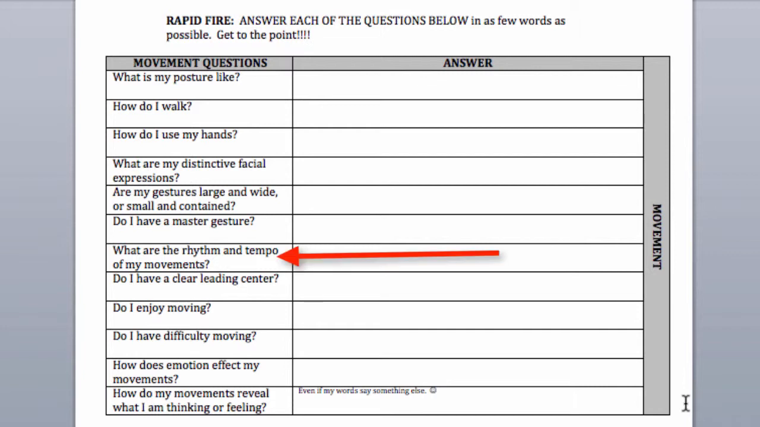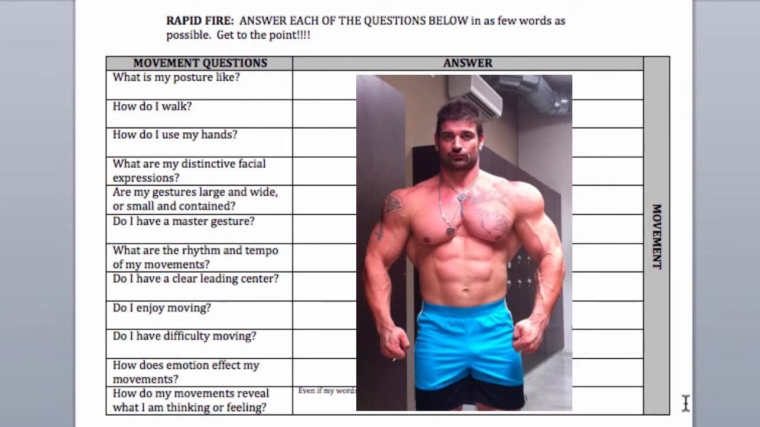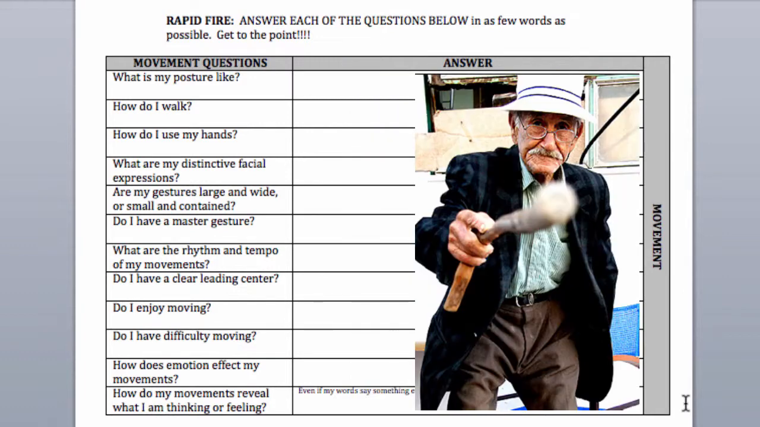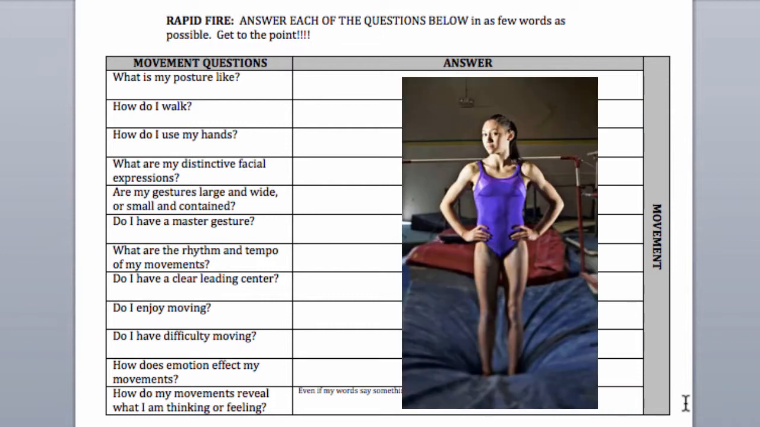What is the rhythm and tempo of your movements? Just like your speech has a rhythm and tempo, so do your movements, and it says a lot about your character. Do you have a clear leading center? Now, a leading center is a part of your body that your character leads with. For example, if you were a bodybuilder, where would you place that character? You would move from the place where you put that character. If you were an old angry man, where would you place that character? Where would you move from? If you were an Olympic gymnast, what would be your leading center?